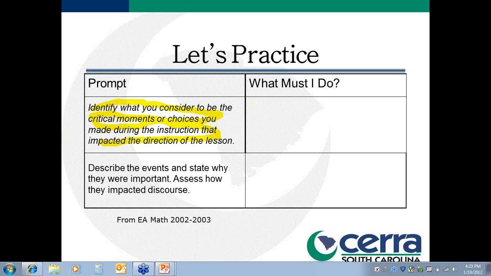So let's go back and look. Identify what you consider to be critical moments or choices that you made during the instruction that impacted the direction of the lesson. So tell about the moments. Describe those moments or choices made where you made changes in the lesson. Then, the second part, describe events and state why they were important. Assess how they impacted discourse.